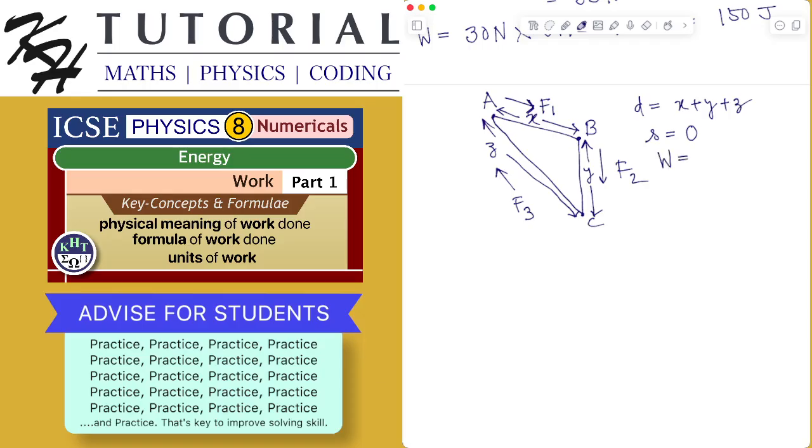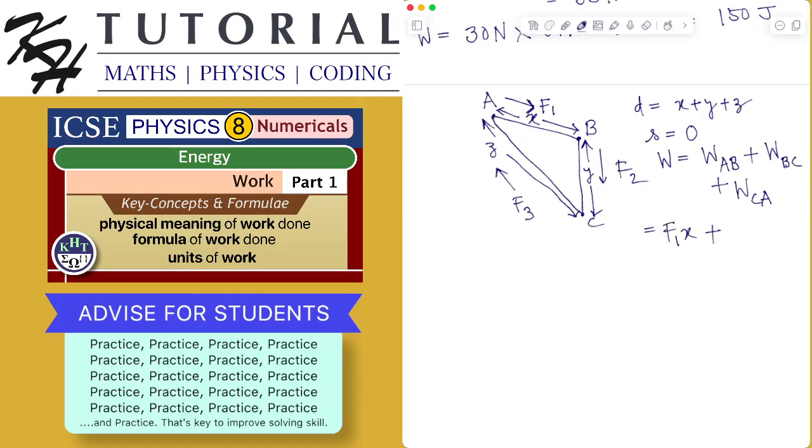will be equal to the work done when the body was moved from A to B by the force F1, plus work done by the force F2 when it was moved from point B to C, and plus work done by the force F3 when it was moved from point C to A. Now what is WAB? WAB is the work done by the force F1 that caused a displacement of x. So it will be F1 x.